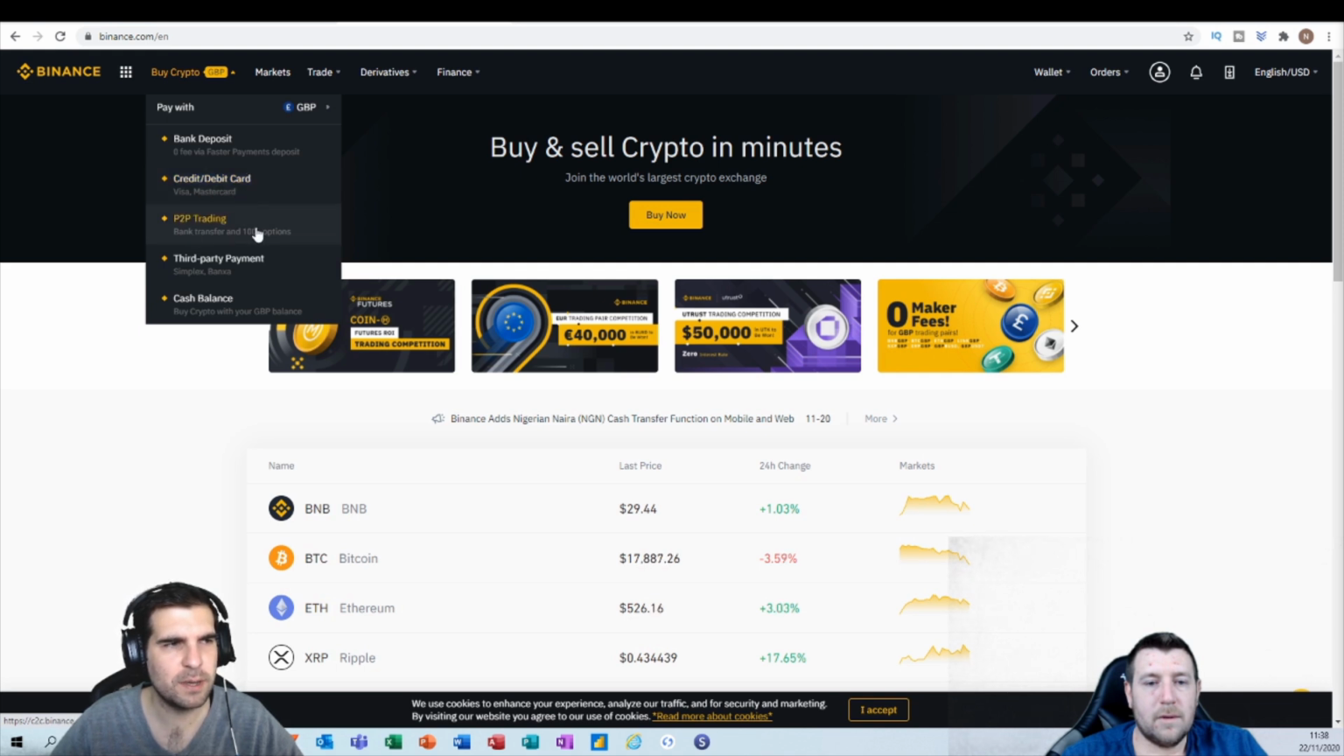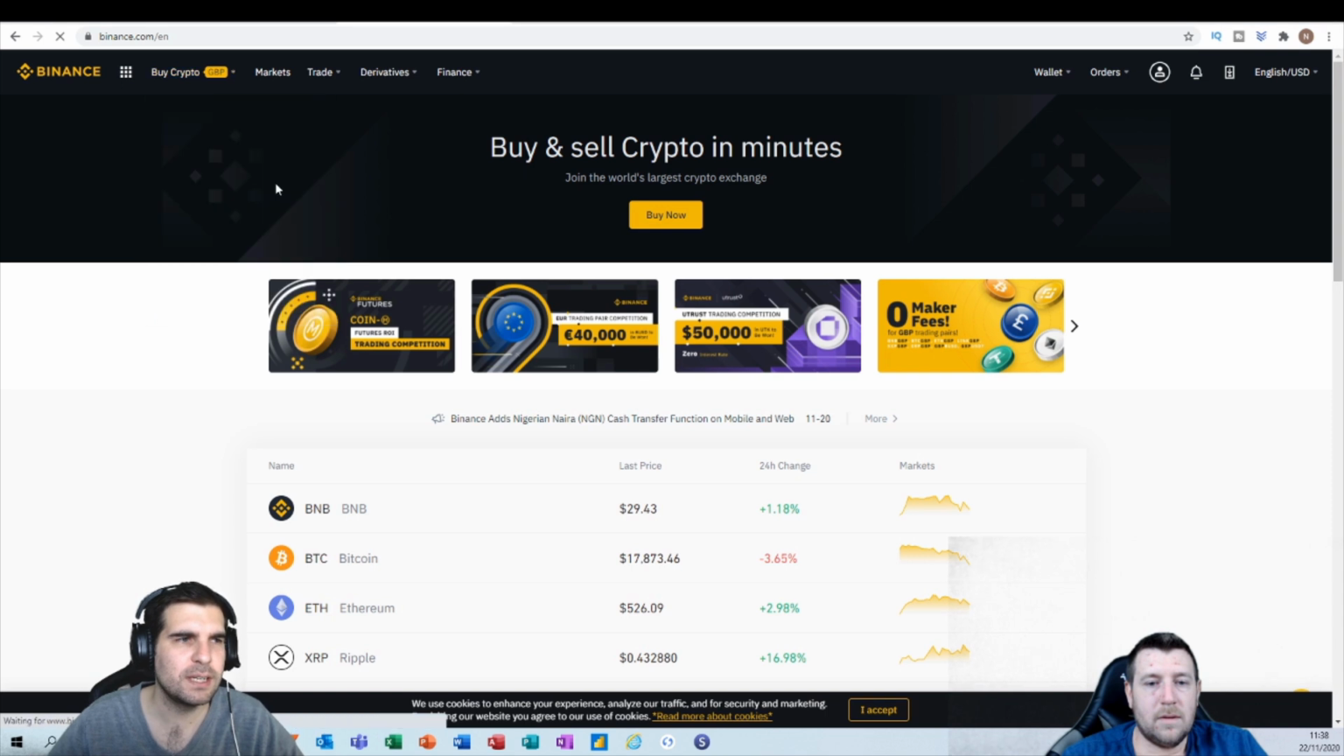P2P trading, so person to person, third-party payments or cash balance, etc. if you've already got money inside your fiat account in Binance. Okay, so for most people, it's most likely going to be a credit or debit card. That's personally my preferred option as well, unless I've already got a balance in there. So I'm going to click on that.